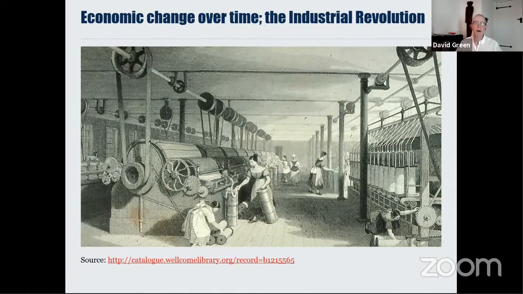Where do they get the power for this kind of machinery? What was it? Where did it come from?